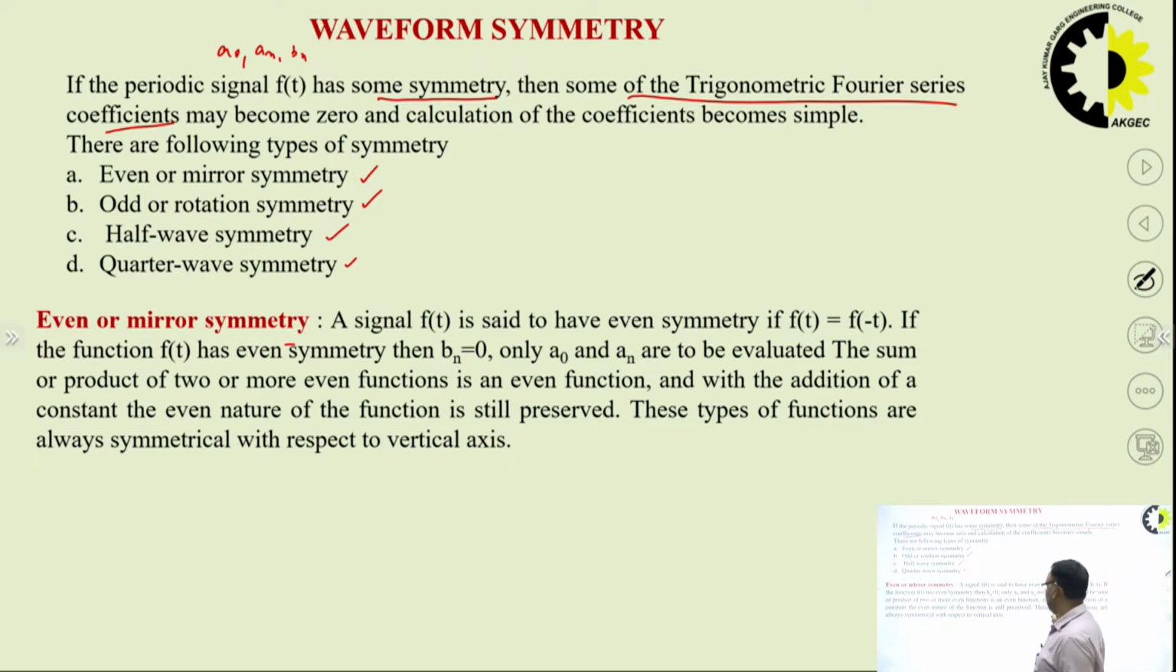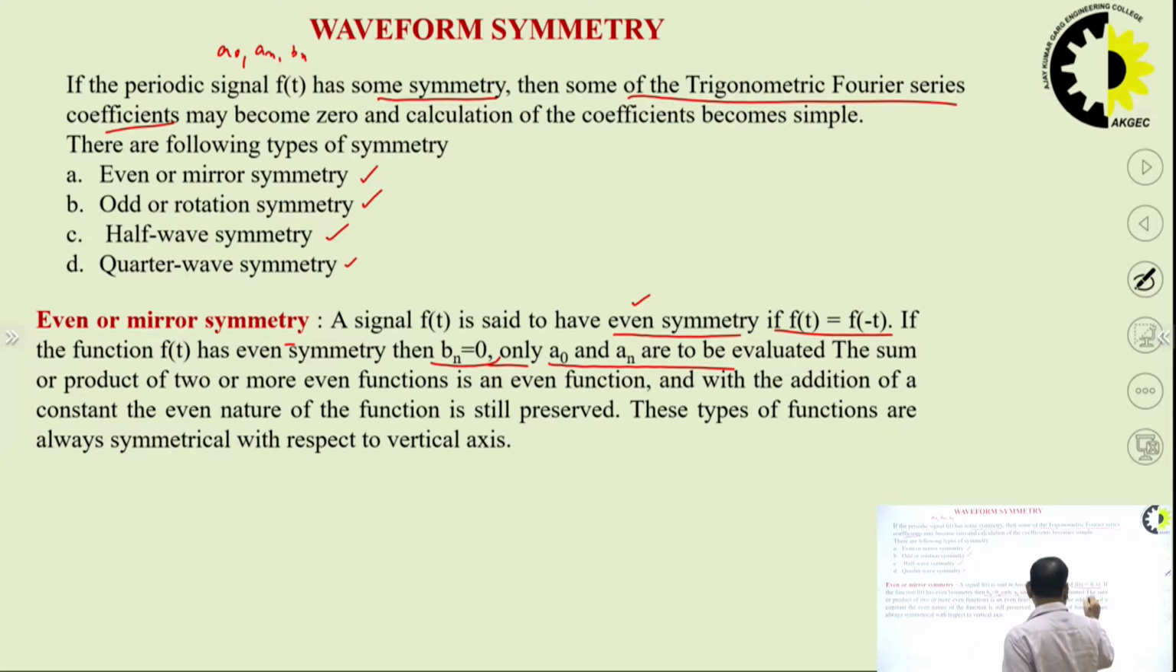A signal f(t) is said to have even symmetry if f(t) is equal to f(-t). If this condition is satisfied, then the signal has even symmetry. If the function has even symmetry, then Bn is 0. There are 3 coefficients A0, An, Bn. So if the function has even symmetry, then Bn is 0, so no need to calculate Bn. Only A0 and An are to be evaluated.